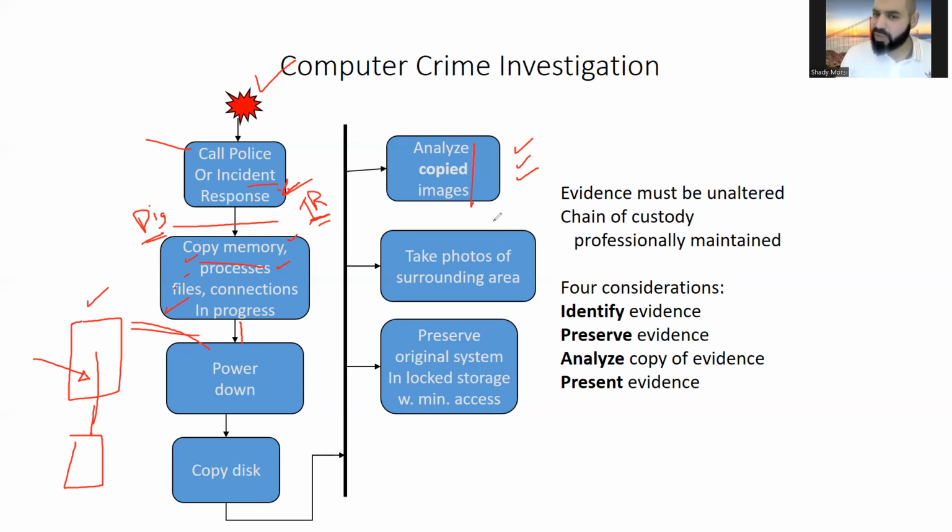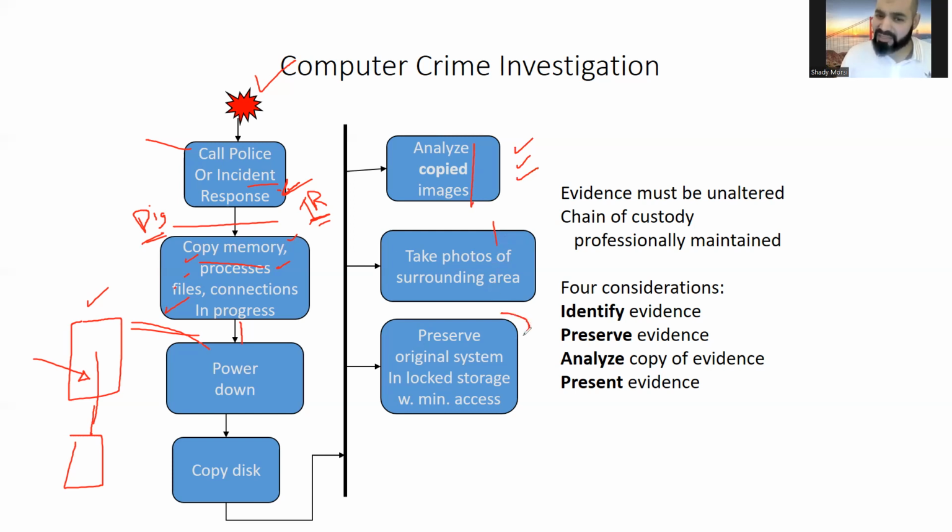Also, he will start to take some photos of the crime scene. This is exactly what happens in reality. So he takes a picture of the computer. If there is any suspicious message on the computer itself, like a ransom message or whatever, he takes a copy. We also take a copy of, for example, the surrounding area of this computer, what it's connected to, and all the stuff. So this is the photographing area.